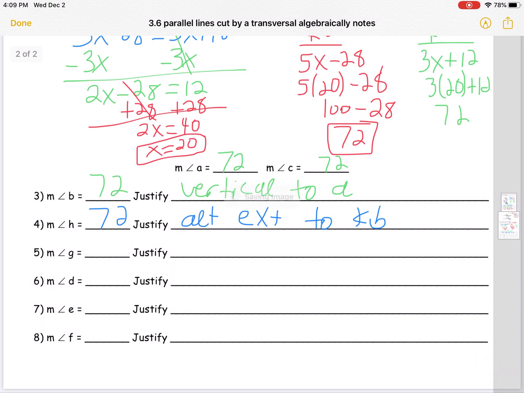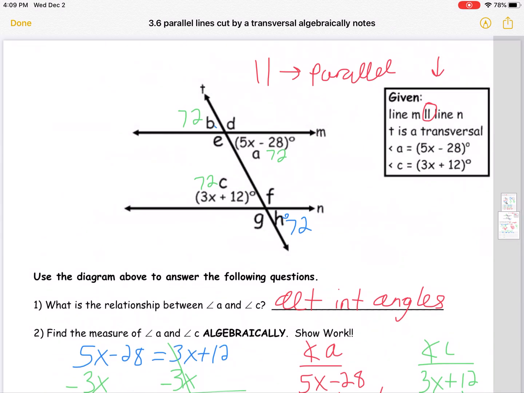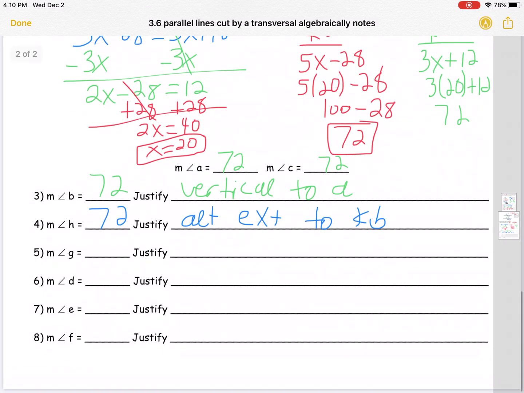Okay, G. G is right here. Okay, G is going to be whatever 180 minus 72 is because they are supplementary. So G is going to be 108. And the reason is because it's supplementary to H. You can also write its same side exterior to B if you wanted. So angle G is going to be 108. And the reason is it's supplementary to angle H.